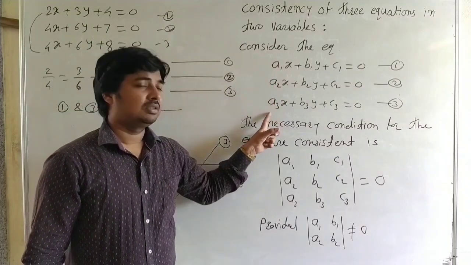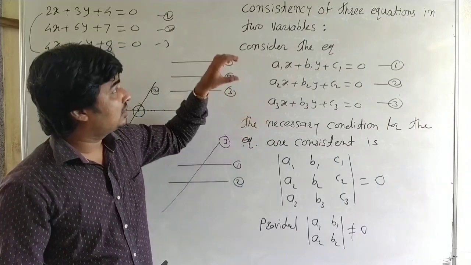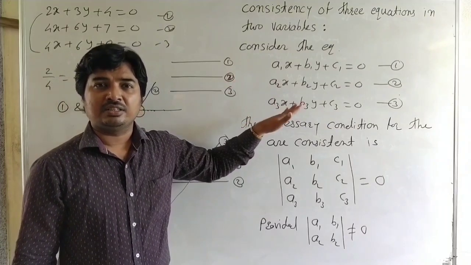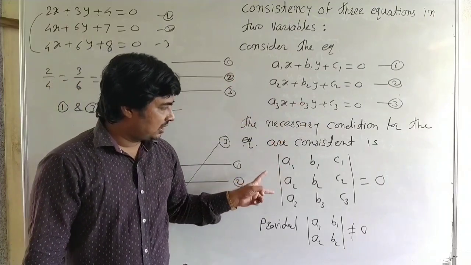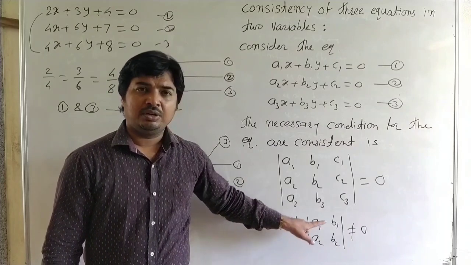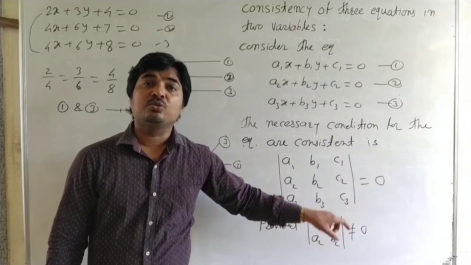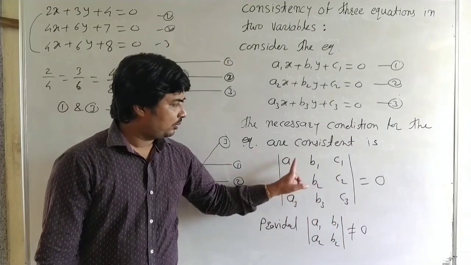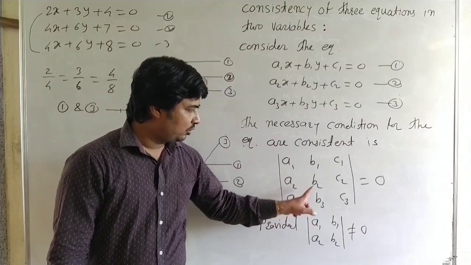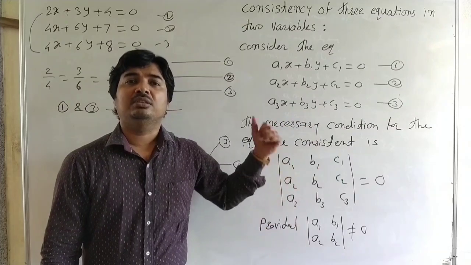If we check three equations in two variables x and y for consistency, the condition is that this determinant is 0, provided the determinant of a1, b1, a2, b2 is not equal to 0, or the determinant of a1, b1, a3, b3, or the determinant of a2, b2, a3, b3 is not equal to 0. Then they are consistent.